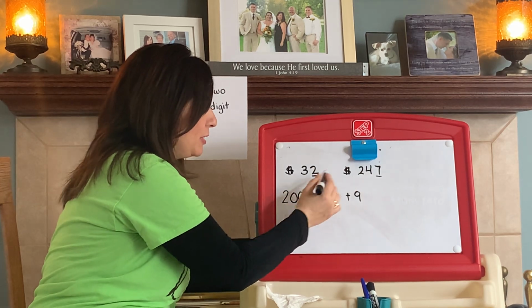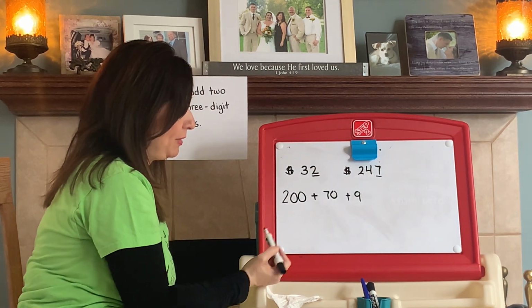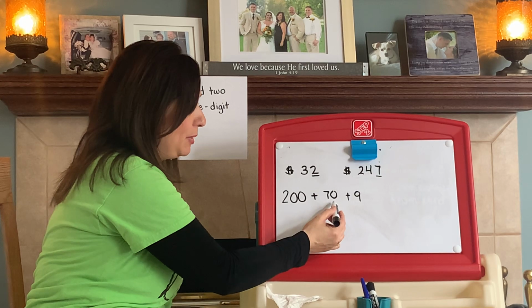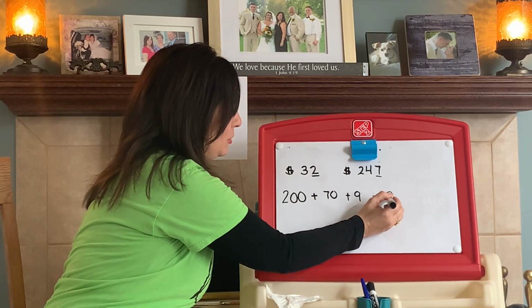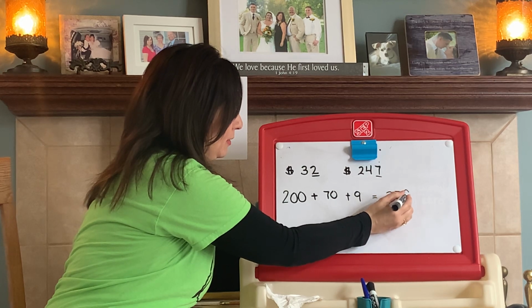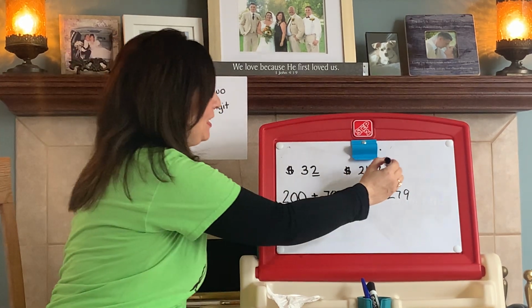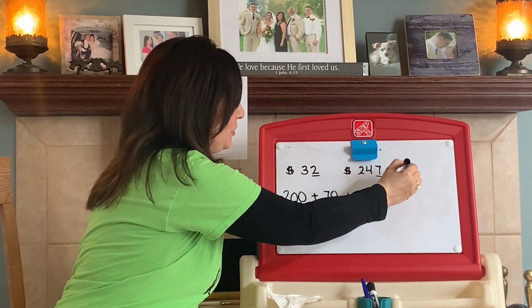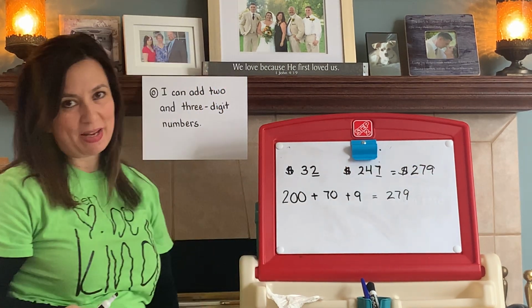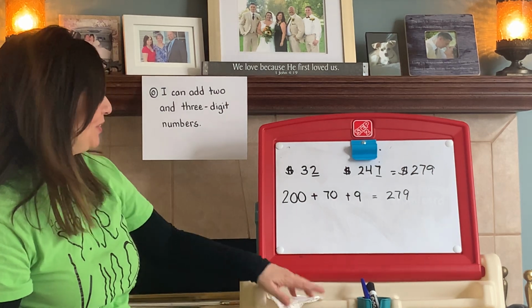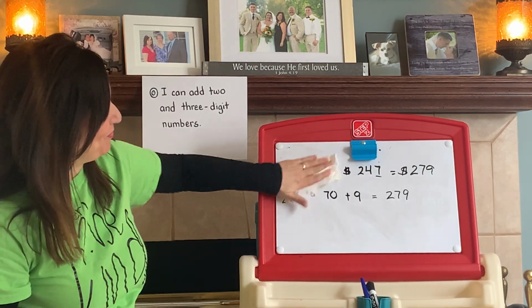So I can think of 32 plus 247 as 200 plus 70 plus 9, which equals 279. So I would need $279 to buy my items, plus tax, of course. All right.